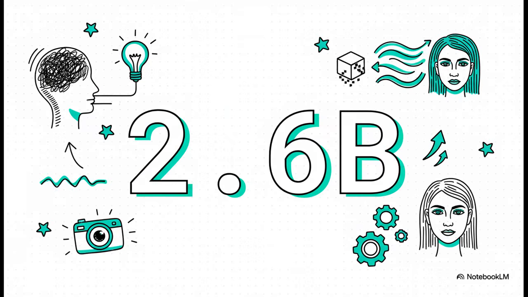Just look at that number, 2.6 billion, billion with a B. That's the number of parameters in its core model. That's nearly 3 times bigger than the old one. Just think of parameters as the neurons in the AI's brain. More neurons mean a much, much deeper understanding of everything. Concepts, textures, lighting, you name it.